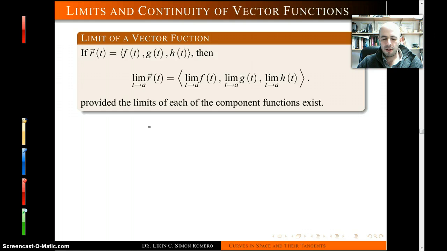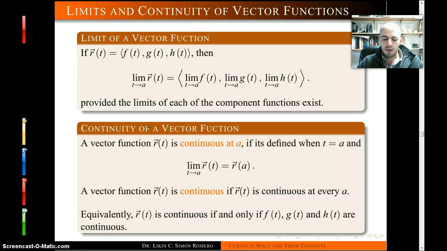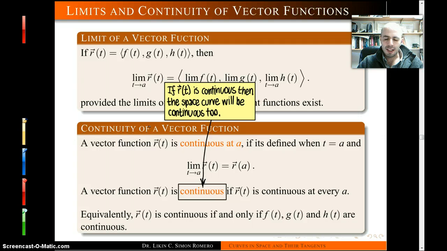Limits and continuity of vector functions. Taking the limit of a vector function, as I told you, is pretty easy. It's just taking the limit of each component function. Continuity means that a function is continuous if the limit is equal to the value of the function. And what it means geometrically is that the space curve will be continuous too.